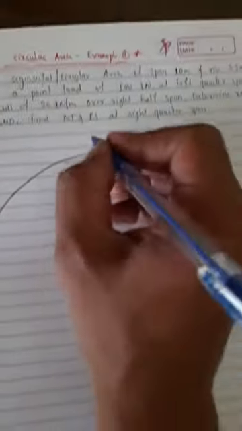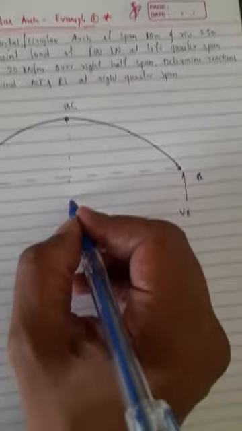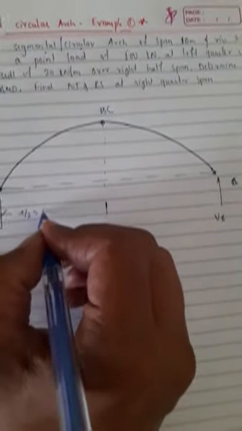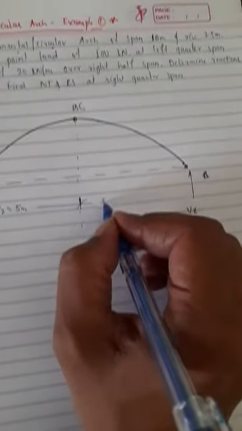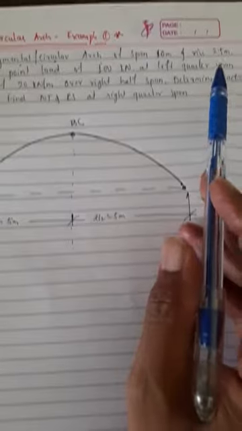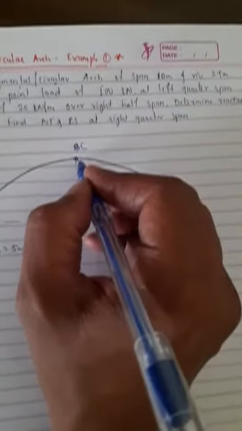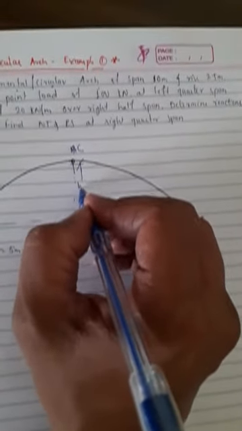Let this be point A, B, C. Let this be the overall span. Reaction at A, VA. This is point B, point C. Reaction at B, VB. The span is given as 10 meters. So this half span, L by 2 is equal to 5 meters. And rise of 2.5 meters. H is equal to 2.5 meters.